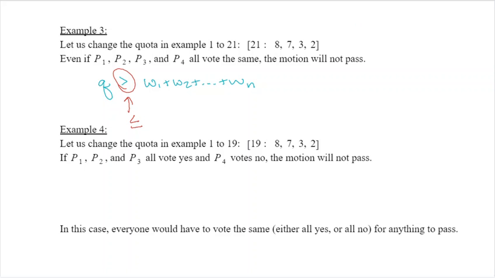So now, let's change our quota to 19. If players 1, 2, and 3 vote yes, we have 18 votes. Player 4 votes no, the motion will not pass. So in this case, everyone has to vote the same way, either everyone voting yes or no, for anything to pass, which is not wrong, but it's not ideal.